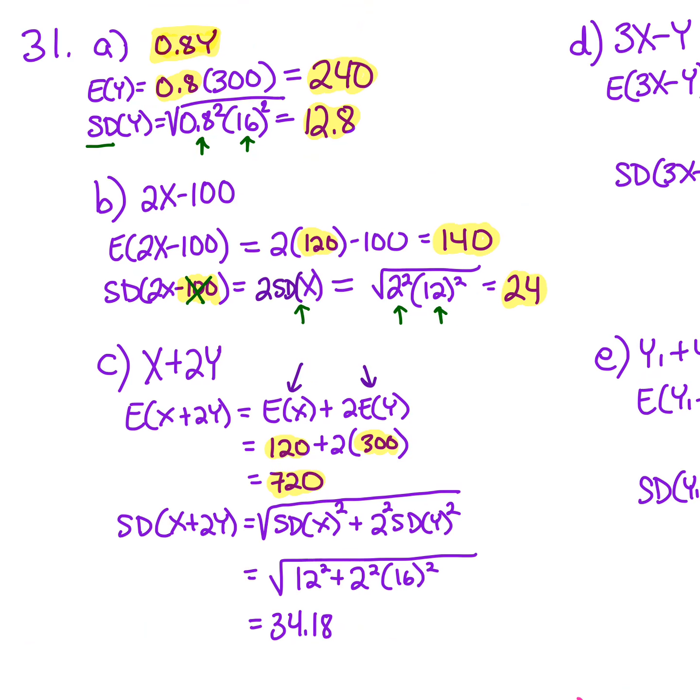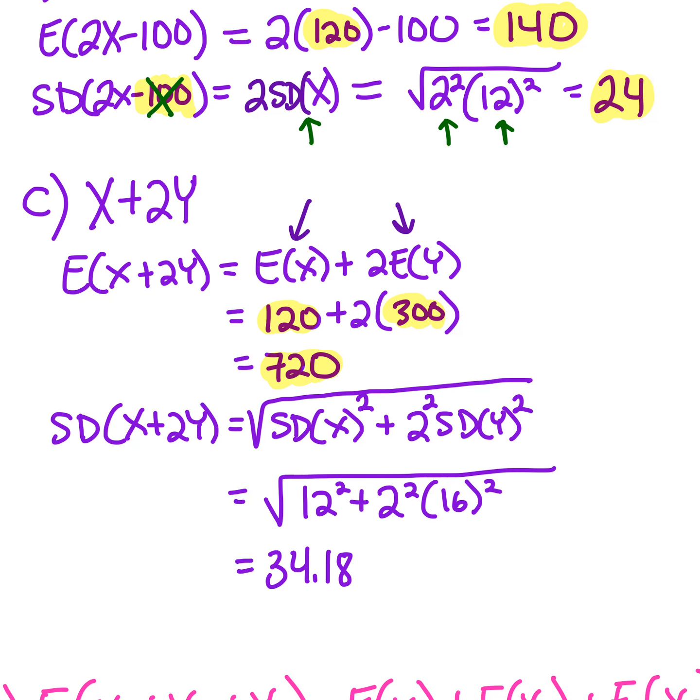Now, when it comes to standard deviation, you're going to follow the same process, but keep in mind standard deviation is not part of the formula. The formula only works with variance. So we take our standard deviation and we square it. So that is technically the variance right there. And then on the second one, there's a multiplier. So we have to square that multiplier. And then we're going to square that standard deviation because, once again, we're working with variance. And then you just take the square root of that and you get 34.18.